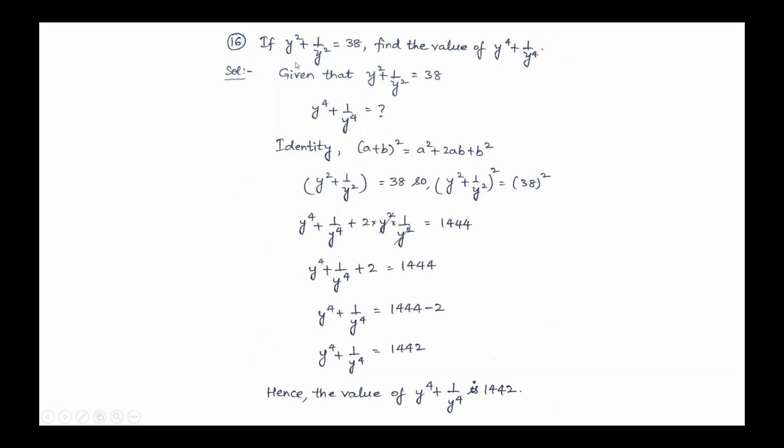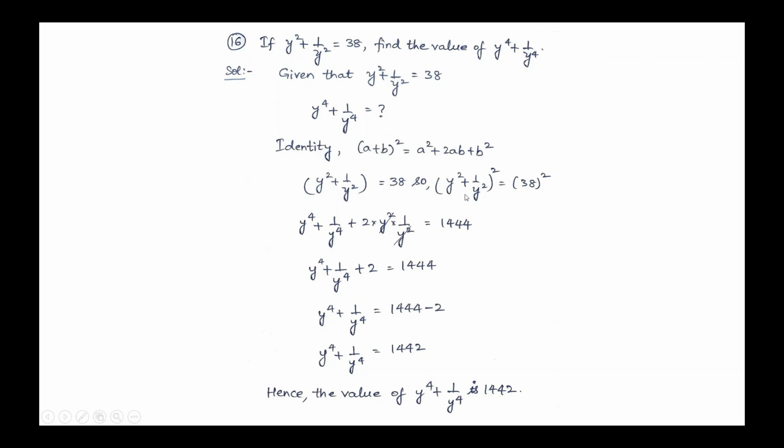Question 16 is, if y² + 1/y² = 38, find the value of y⁴ + 1/y⁴. The solution is, we are given that y² + 1/y² = 38. We have to find out the value of y⁴ + 1/y⁴. We know the identity (a + b)² = a² + 2ab + b². Let's find out the square of y² + 1/y². We are given that y² + 1/y² = 38.